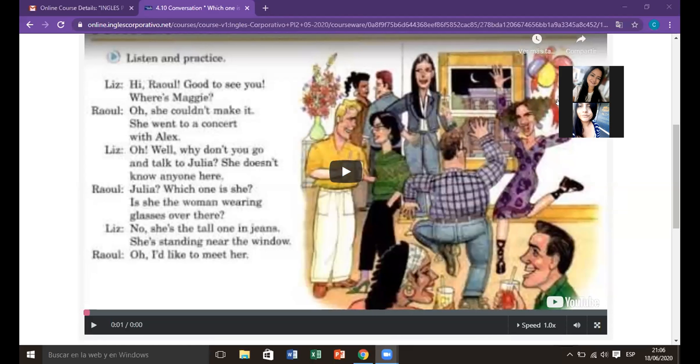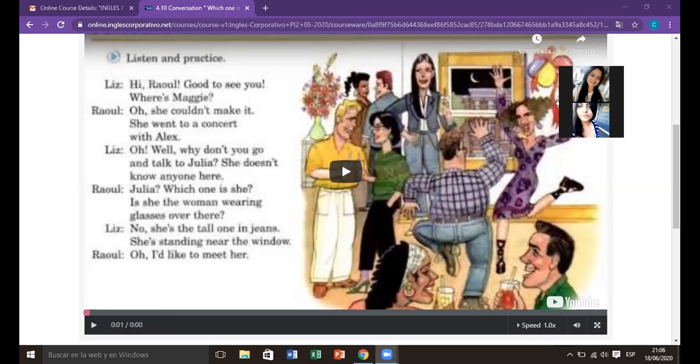Hi, Raul. Good to see you. Where is Maggie? Oh, she couldn't make it. She went to a concert with Alex. Oh, well, why don't you go and talk to Julia? She doesn't know anyone here. Julia? Which one is she? Is the woman wearing glasses over there? No, she's the tall one in jeans. She's standing near the window. Oh, I'd like to meet her.